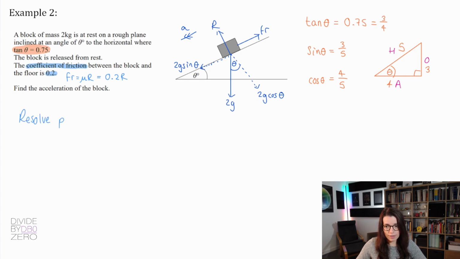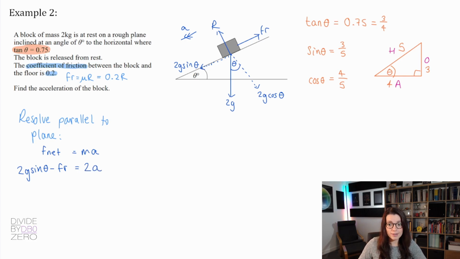So we can start with parallel. You can start with either, but I usually start with parallel. And parallel to the plane, there is some acceleration going on. So F net equals ma is a good place to start. You look at what your net forces will be parallel to the plane, and that will be 2g sine theta minus the frictional force. The mass is 2, and acceleration is what we're trying to find, so that will be equal to 2a. From here, I would substitute in what I know. So I know sine theta is 3/5 from earlier on, and I know friction is going to be 0.2 R. Then I would pause because there's nothing else we can do there and go to resolving perpendicular to the plane.